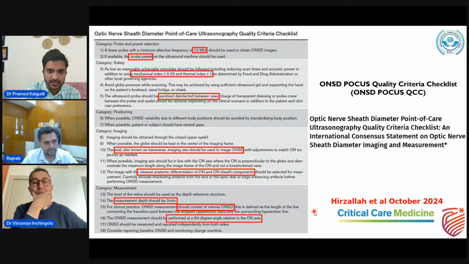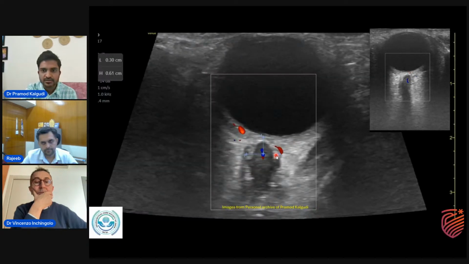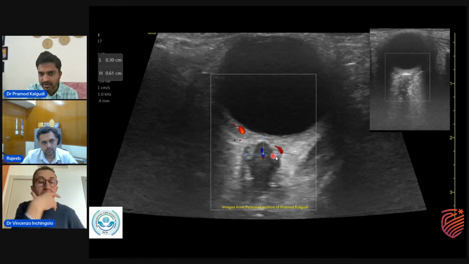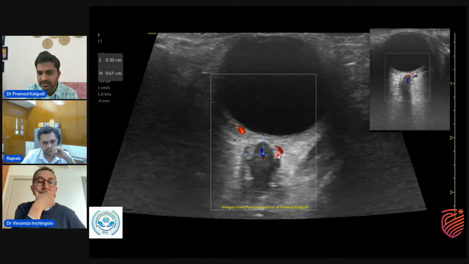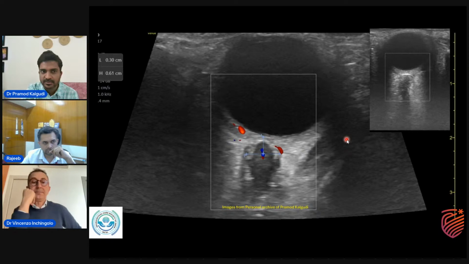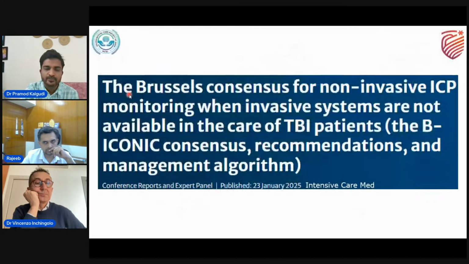So let me show you some images. This is an optic nerve sheath diameter. Here, in spite of measuring it at the midpoint level, I could still appreciate the optic nerve sheath and the optic nerve. So you measure the internal diameter, not the external diameter. That is the optic nerve sheath diameter. In this patient, it was around 0.61 centimeters.